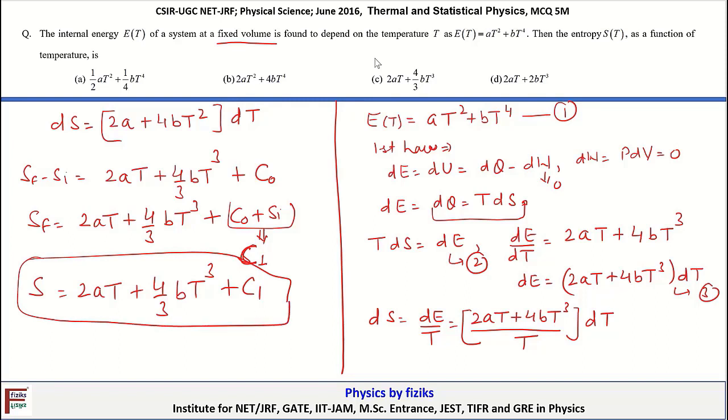So basically there should be some constant here which will ultimately determine S as a function of T. In none of the options do we have some constant here, so the most appropriate match is 2AT plus 4 by 3 BT cube. It's option C, that is correct here.